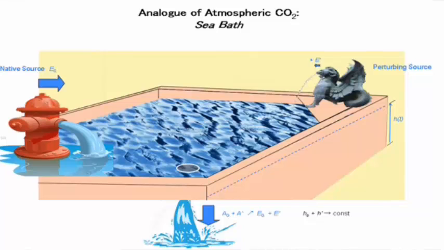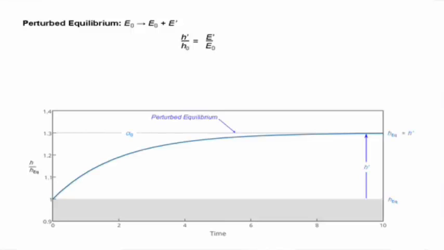The perturbation in height, H prime, is related to the perturbation in emission, E prime, through the same conservation law. It describes conservation of perturbation water, the additional water introduced by the perturbing source. The fractional increase of equilibrium height then equals the fractional increase of emission into the bath. If emission is increased by 5%, equilibrium height is increased by 5%. Notice, instantaneous height never exceeds the equilibrium height, which represents its limiting value.